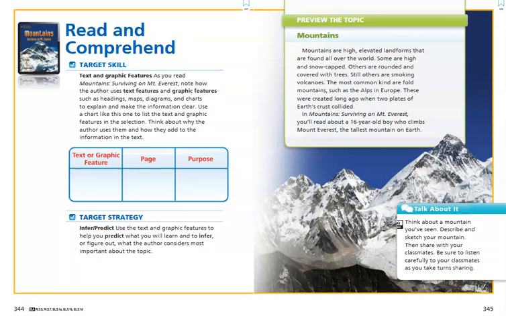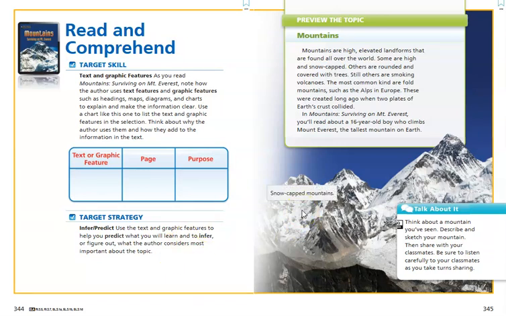So while we read, we're going to be looking at those features and we're doing two things. We want to think about what we are going to learn. We want to make a prediction about that. And then also we want to be figuring out, based on these features we're seeing, what we think the author thinks is most important for us to know as we read. Okay.